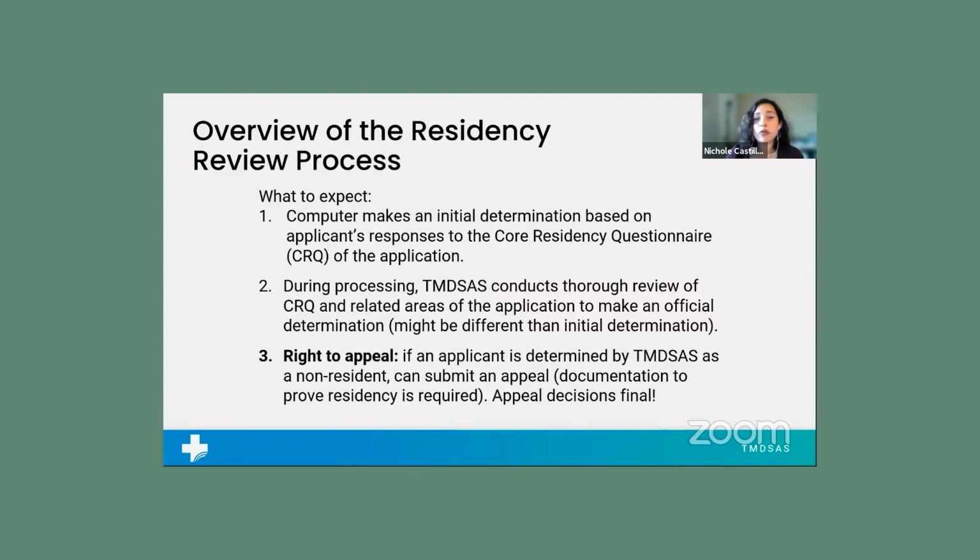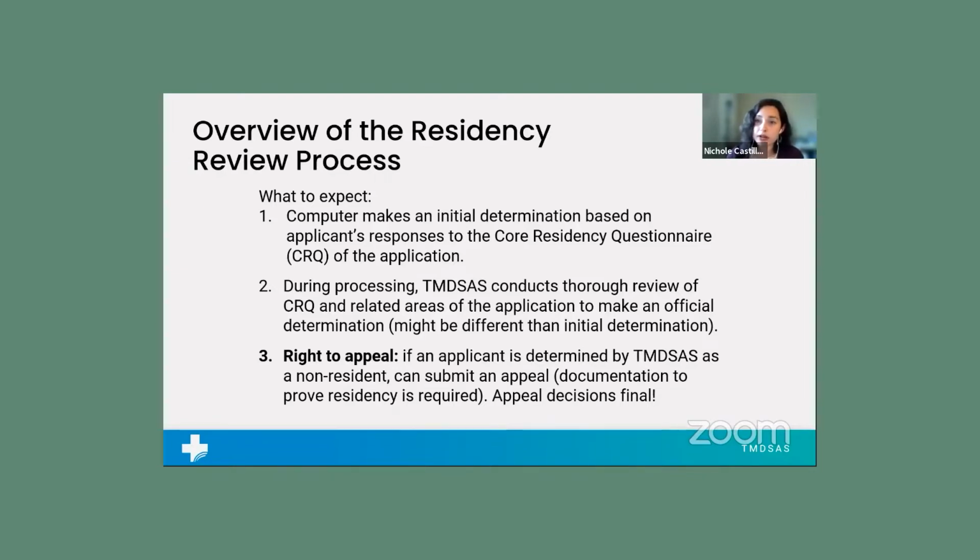Once you've submitted your application, just be ready and watchful of any messages that come through from TMDSAS, to make sure that your information is being received by our staff and can help us make a determination in a timely manner.